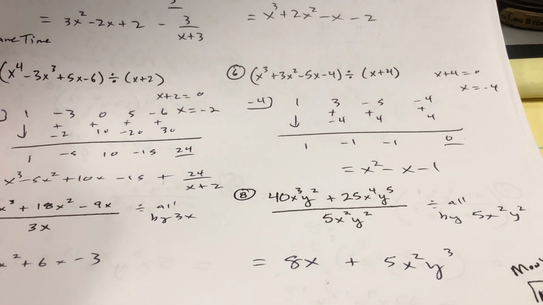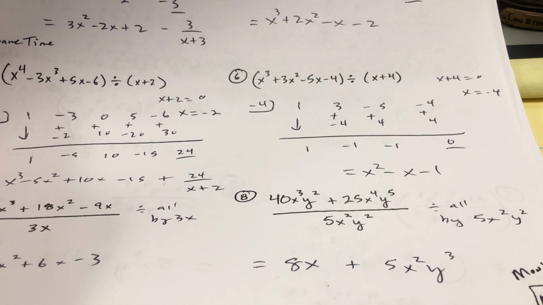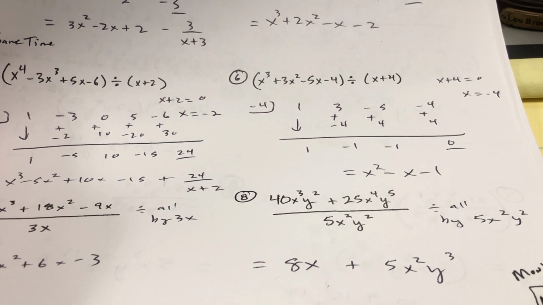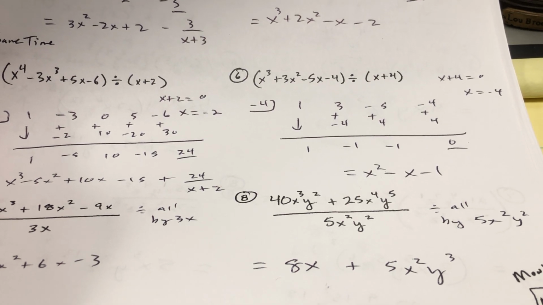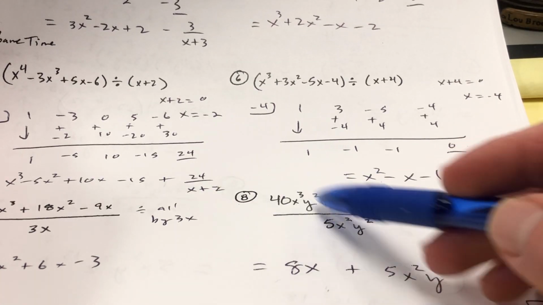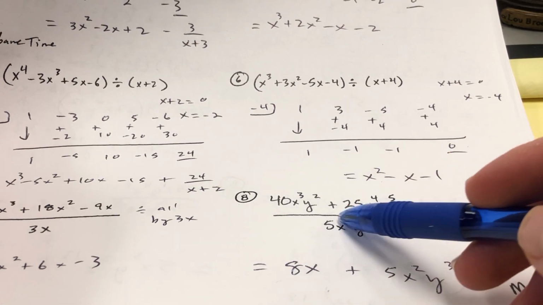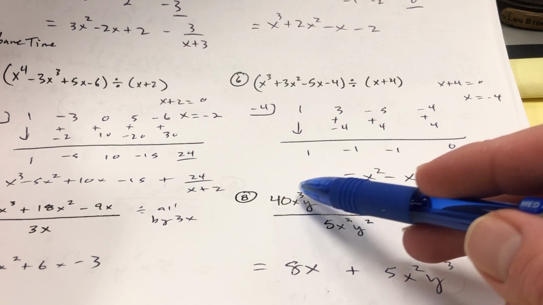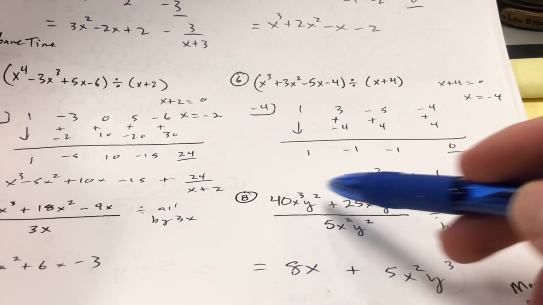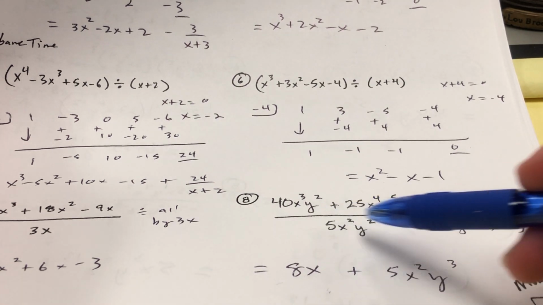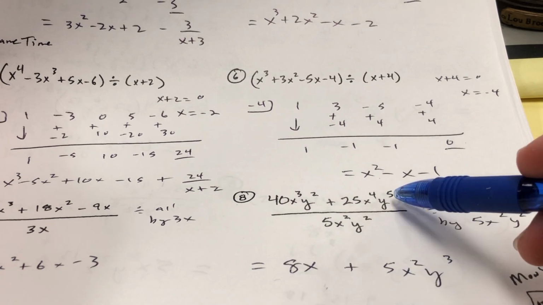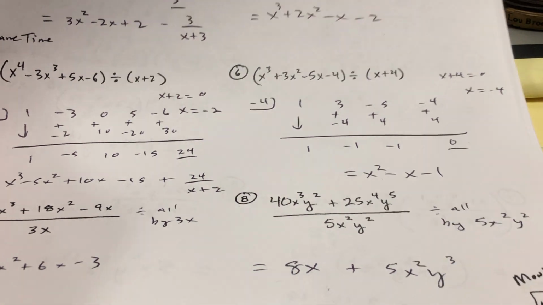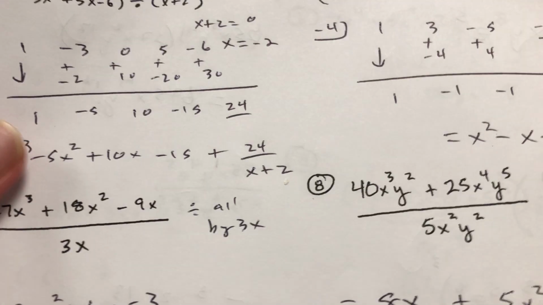On 8, I'm going to, again, see if I can divide everything by that denominator. Everything is divisible by 5. Every term has at least x squared. Every term has at least y squared. 40 divided by 5 is 8. Subtract the powers. There's 3 x's versus 2, so 1 power of x remains. Y squareds cancel. Plus 25 divided by 5 is 5. X to the fourth over x squared is x squared. Y to the fifth over y to the second is y to the third. That is page 12. That is a good review there.